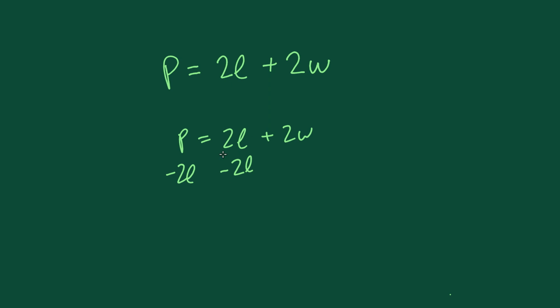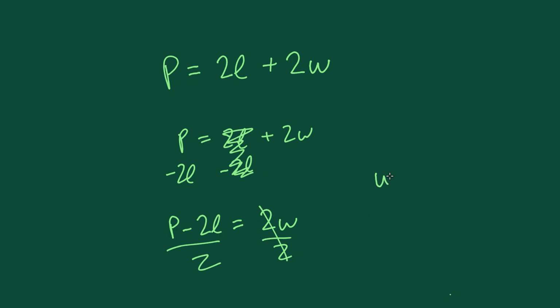Okay, so this cancels out. We get P minus 2L equals 2W. And now to solve for W, divide both sides by 2. 2 divided by 2 cancels out. And we have W equals perimeter minus 2 times the length, all divided by 2.